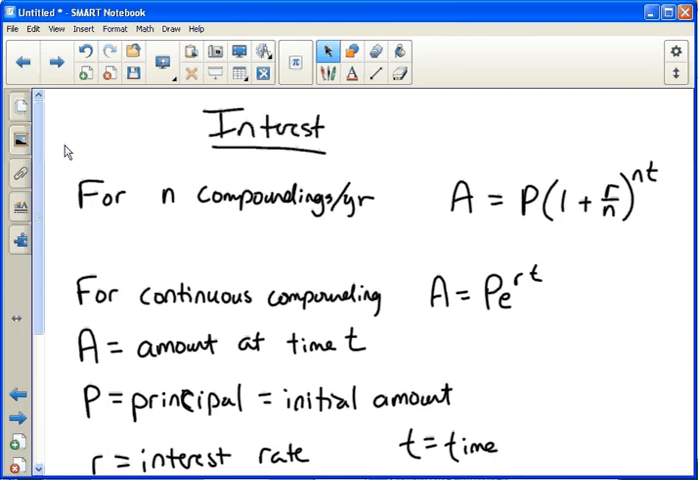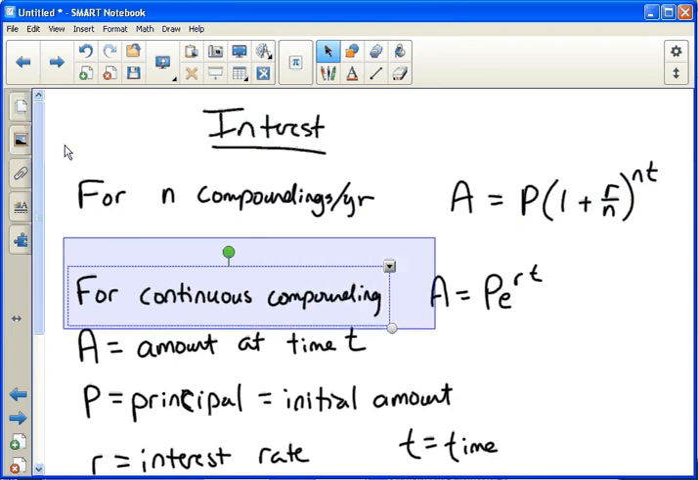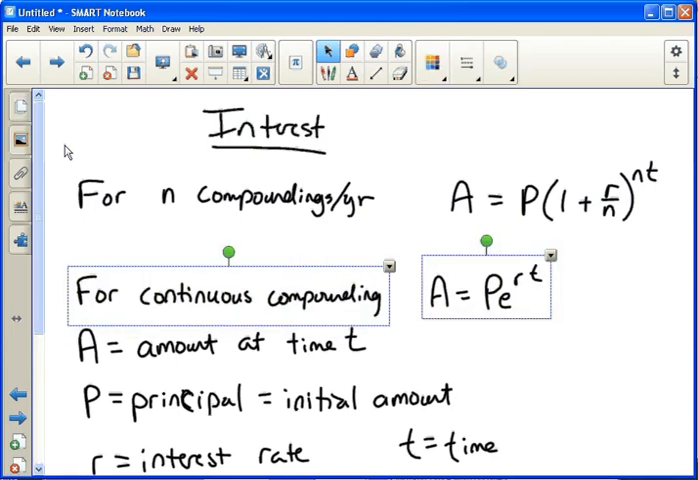The other equation, which is one you've probably seen before, is continuously compounding. That is when, as soon as you earn 1 penny of interest, they credit it to your account. So it's continuously compounding. Now let's talk about what each of these letters mean.